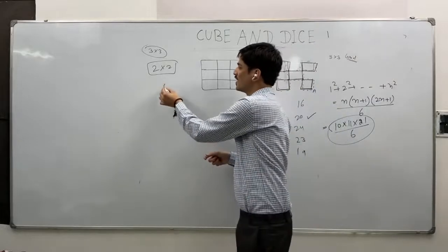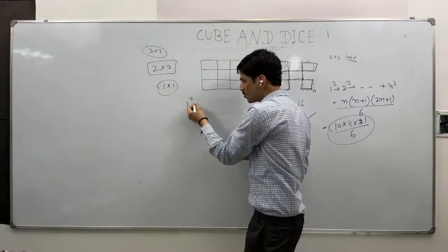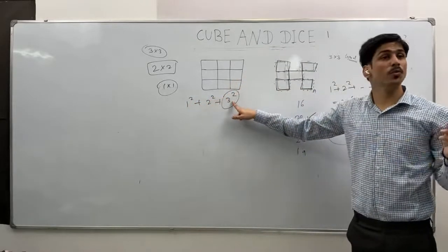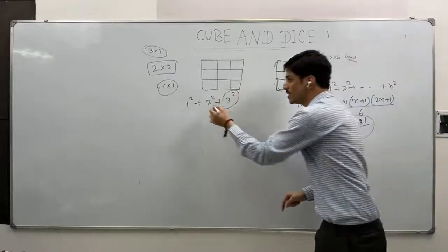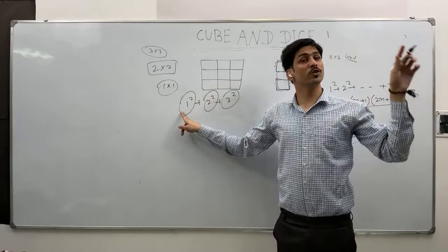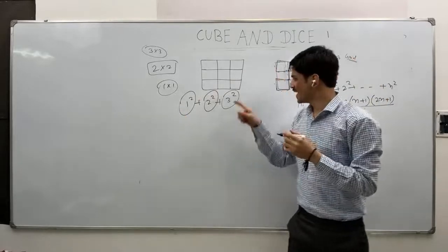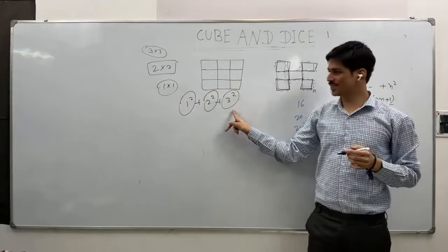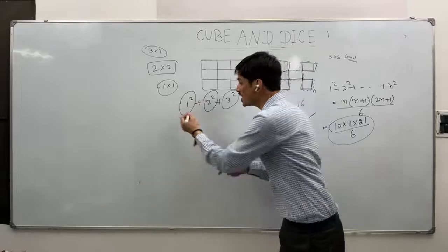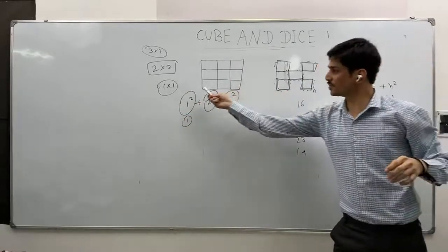Okay, 1 cross 1? 9, right? So now you see, when I am writing 1 square plus 2 square plus 3 square, this will give me the number of squares which are of 1 cross 1. This will give me the squares which are of 2 cross 2. And this will give me the squares which are of 3 cross 3. You see, this one will give 1 cross 1. This one will give 2 cross 2. This one will give me 3 cross 3. It means there is only one square which is having length 3, right?